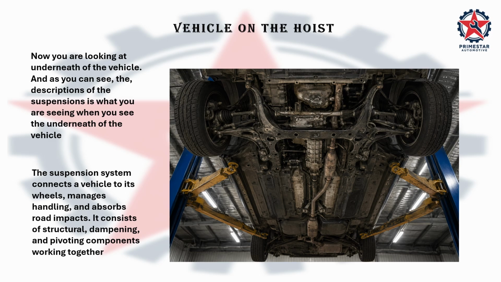Now you are looking at the underneath of the vehicle. As you can see, the description of the suspension is what you are seeing when you see the underneath of the vehicle. And the description says the suspension system connects a vehicle to its wheels, manages the handling, and absorbs the road impact. It consists of structural, dampening, and pivoting components working together. And that is exactly just that. It sounds simple, but it is not. But I will make it easier for you to understand, so that even if you are not a technical person, at the end of the lesson, you will learn something.